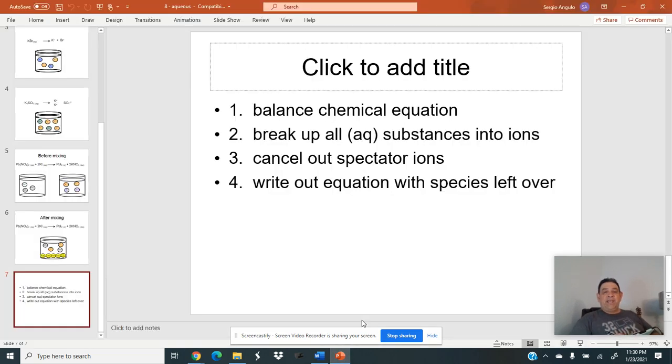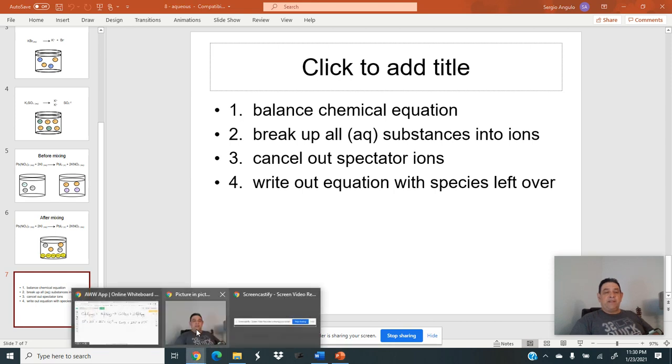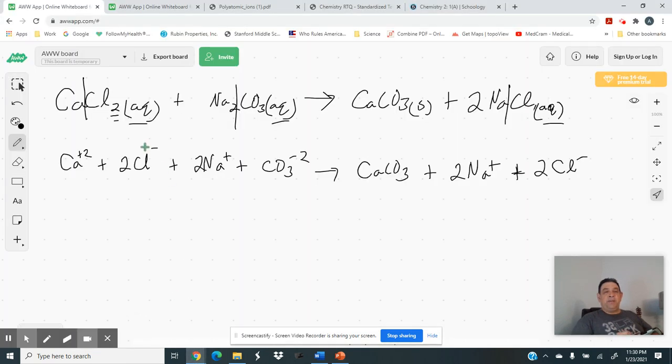Step 3, cancel out spectator ions. So now we're going to go ahead and cancel out spectator ions. Going back to our problem, the spectator ions are the ones that appear on both sides. You'll notice here that there's a calcium here, but it's not a calcium ion by itself. It's part of the calcium carbonate, so we don't consider that the same thing.